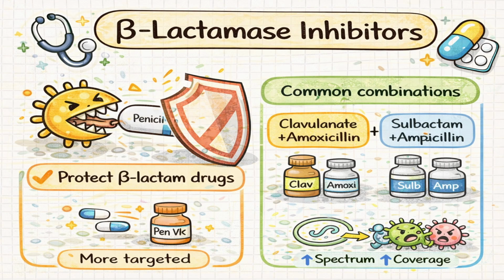Beta-lactamase inhibitors protect penicillins from enzymatic destruction. Common combinations include amoxicillin-clavulanate, ampicillin-sulbactam, and piperacillin-tazobactam, commonly known as Zosyn. These inhibitors do not kill bacteria on their own; they simply protect the penicillin and expand coverage.